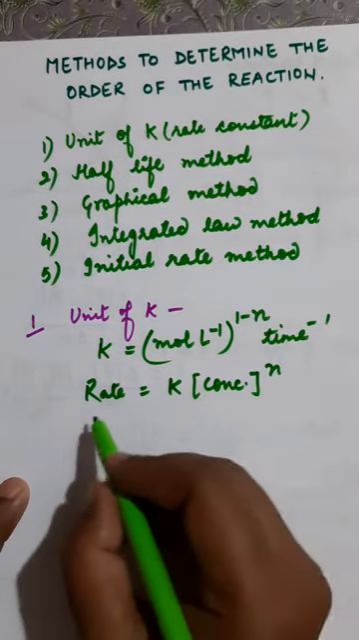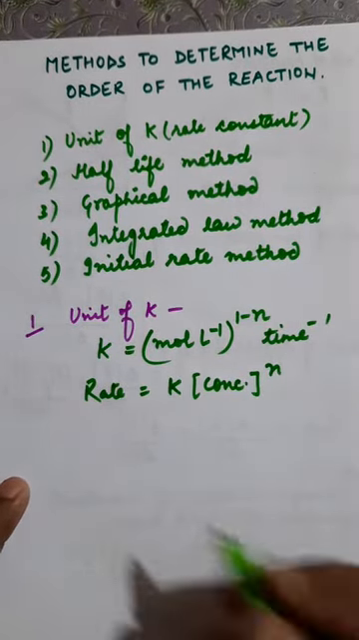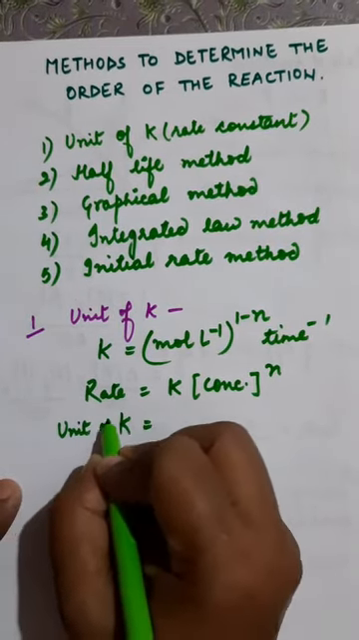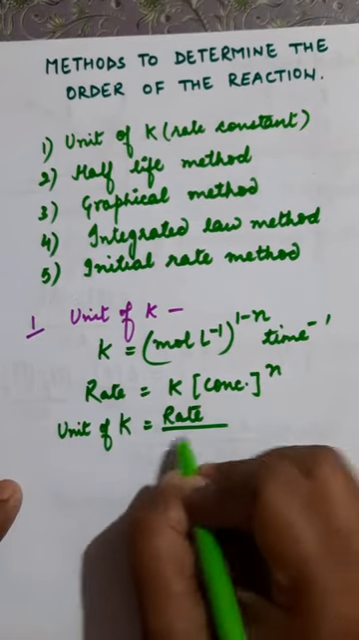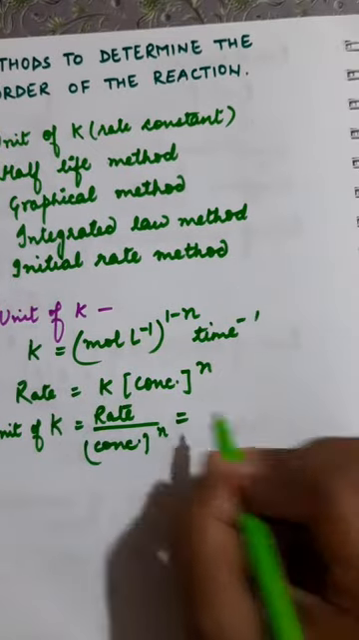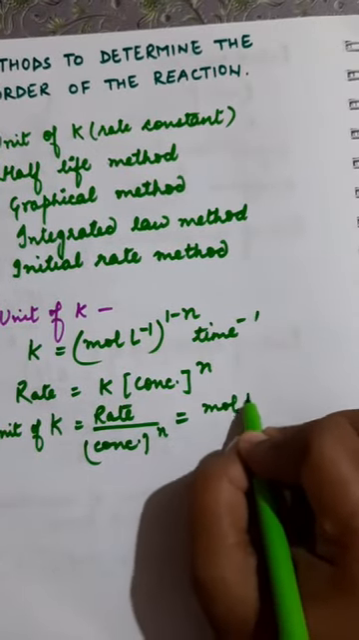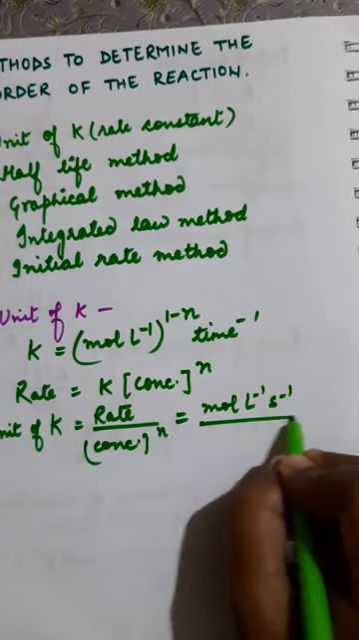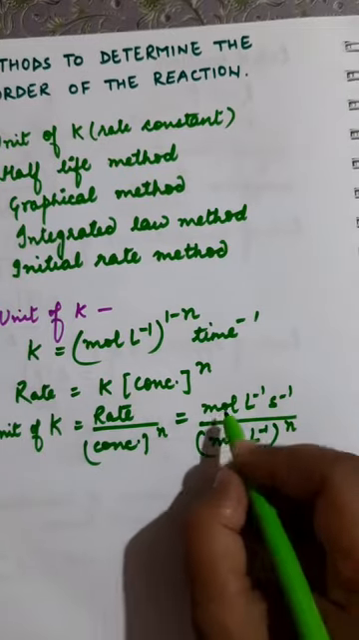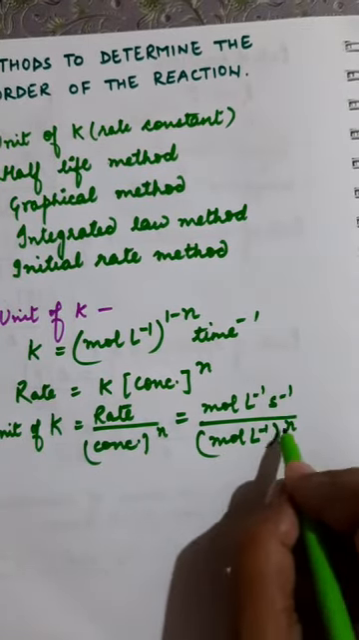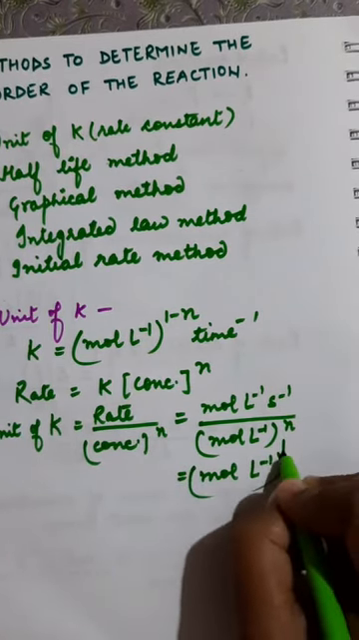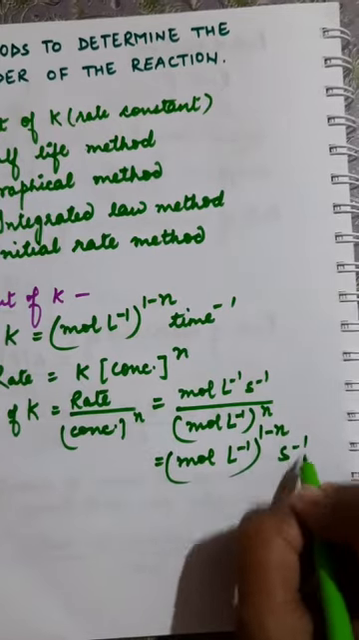So we have to find what will be the unit of K for nth order reaction. So unit of K will be equal to rate upon concentration to the power n. Clear? Now what is the unit of rate? It is mole per liter per second or per time. Concentration is mole per liter to the power n. It is mole per liter to the power 1, mole per liter to the power n. So the formula becomes mole per liter 1 minus n per second or per time.